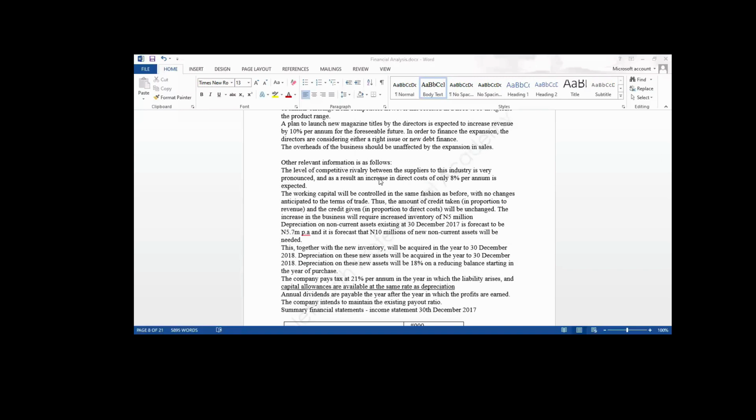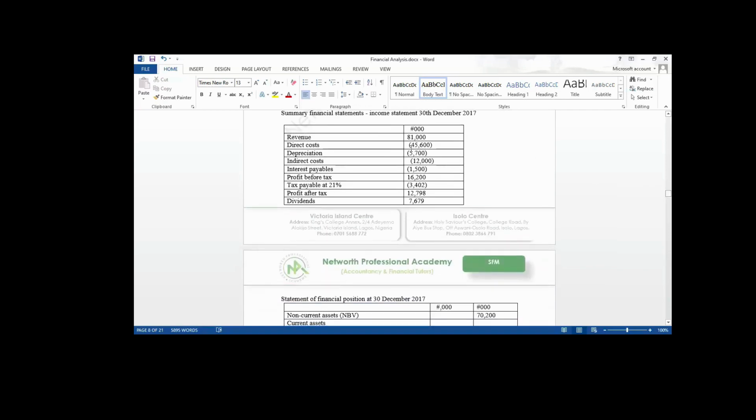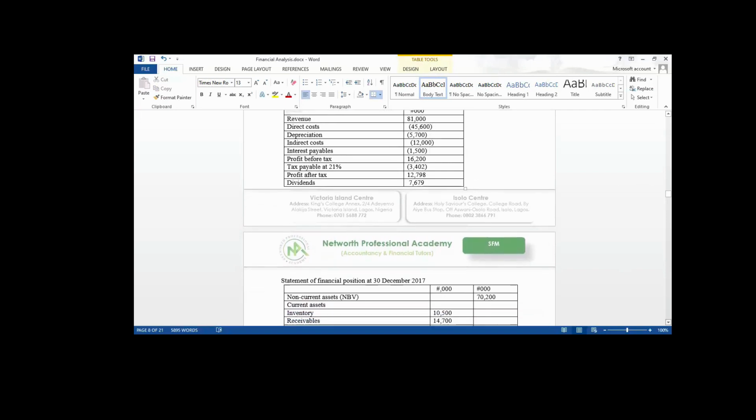level of competitive rivalry between suppliers to the industry is very pronounced. As a result, an increase in indirect cost of 8%. Look at that. Indirect cost will increase by, now check the question. What was the indirect cost in 2017? Indirect cost 2017, how much? 45,600. This will increase by 8%. Please increase this by 8%. What do you have?